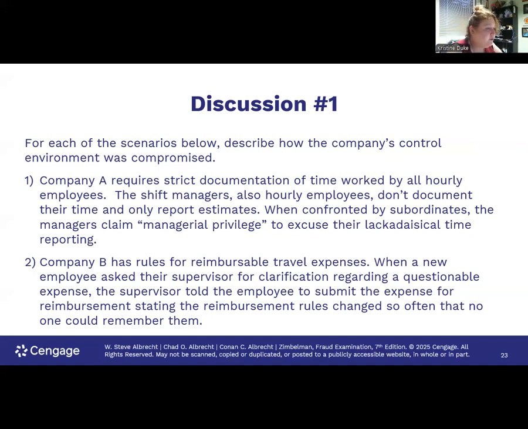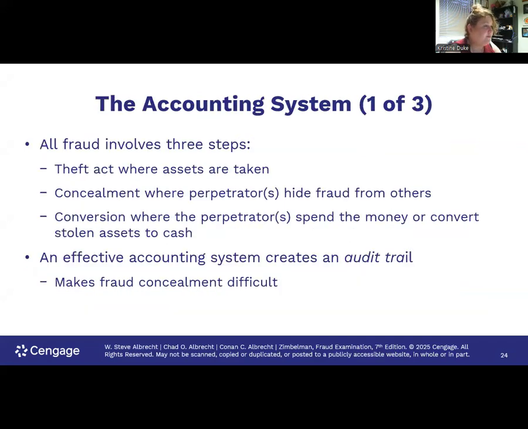Okay, so we got rules for reimbursable travel expenses. When somebody asks for clarification, the supervisor told the employee just to submit it. Just submit it because the rules change and nobody remembers them anyway. Okay, so there's the lack of internal control of policies and procedures right there.